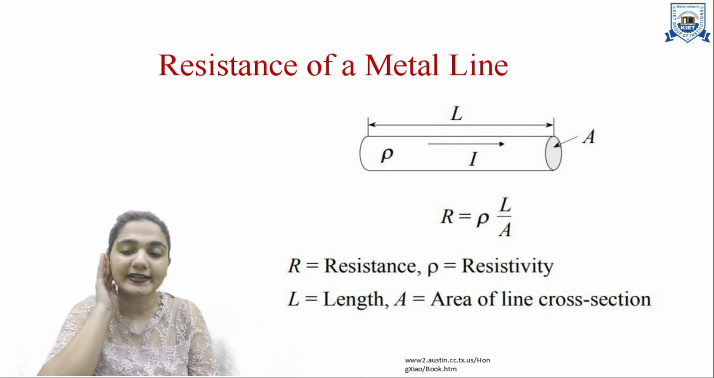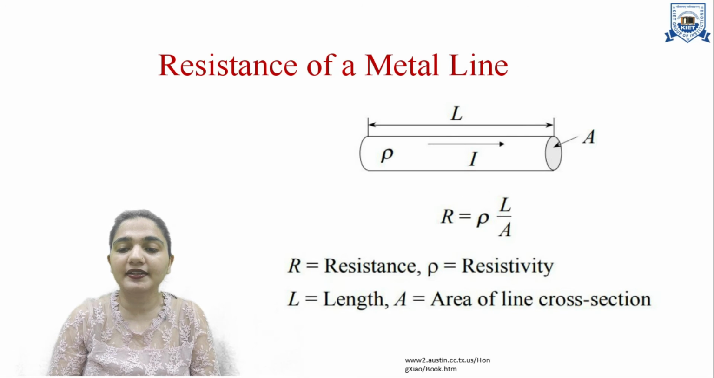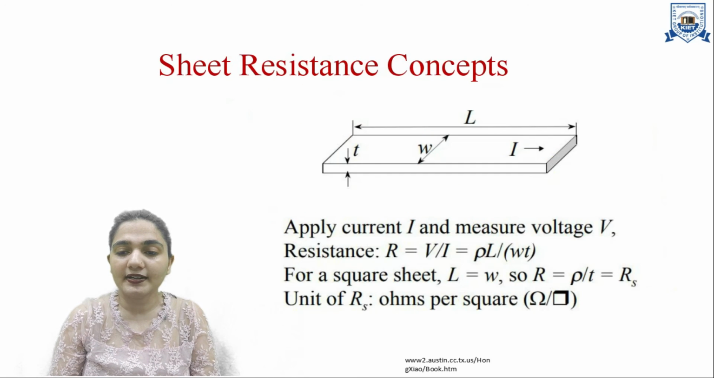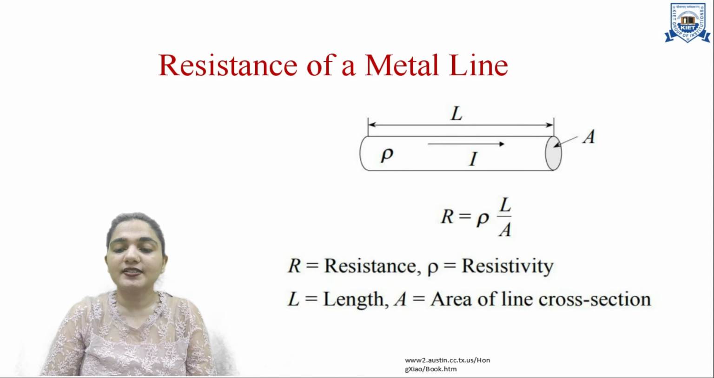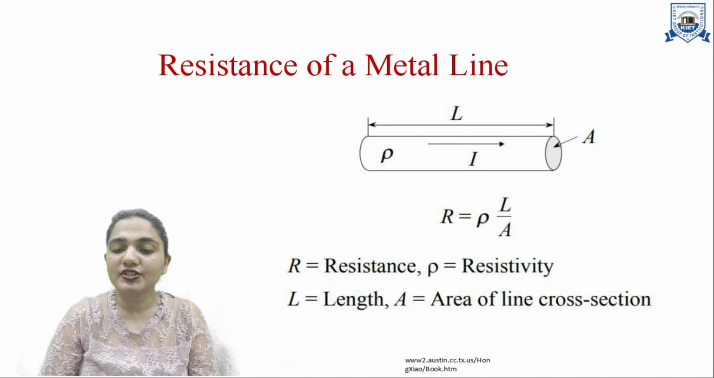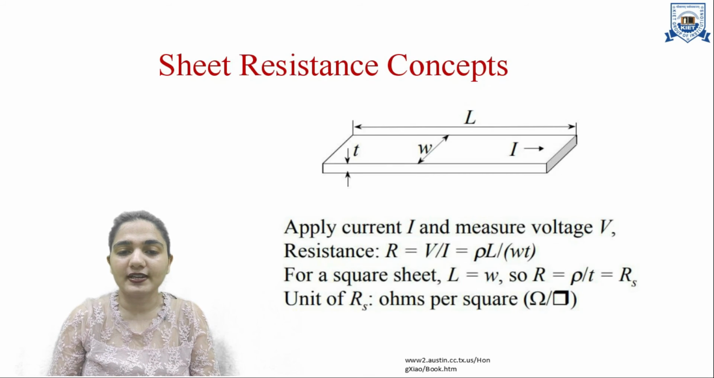So for the resistance of a metal line, we know that if I have a metal line of area A and length L, with current I flowing through it, the resistivity can be found using the equation R equals rho L upon A. We know all of these things. R is resistance, rho is resistivity, L is length, and A is the area of the line cross section.